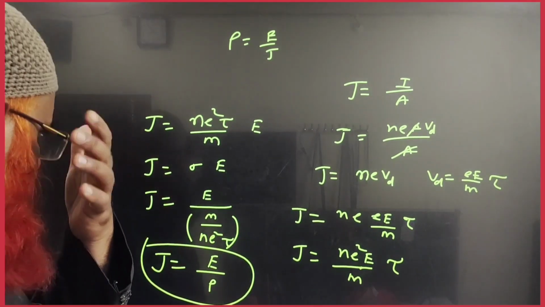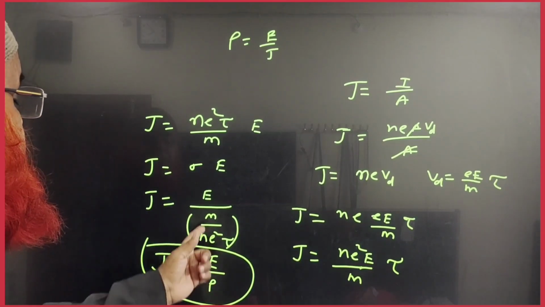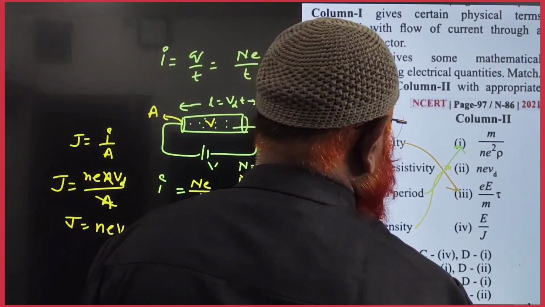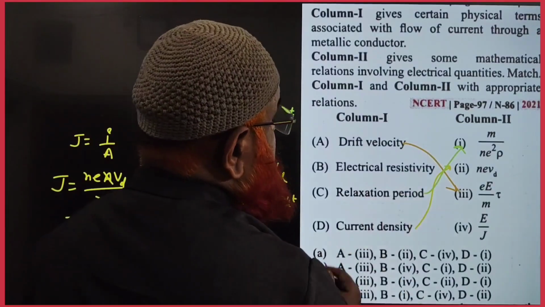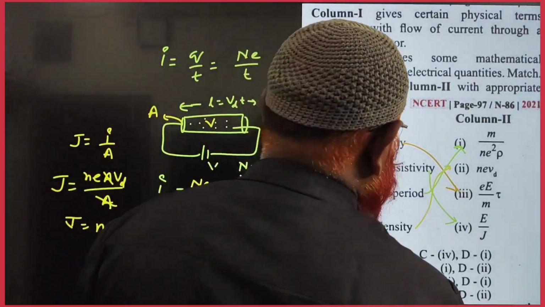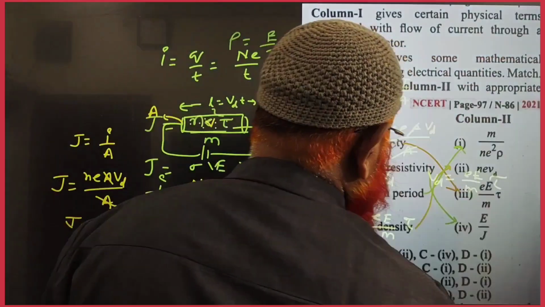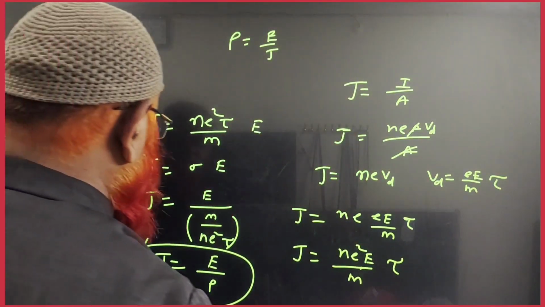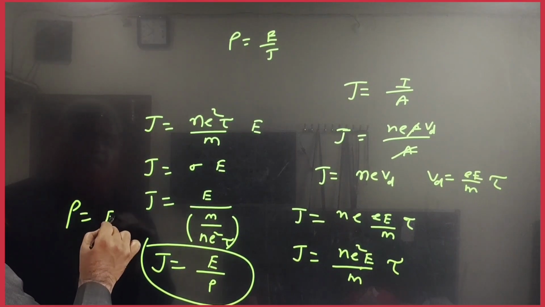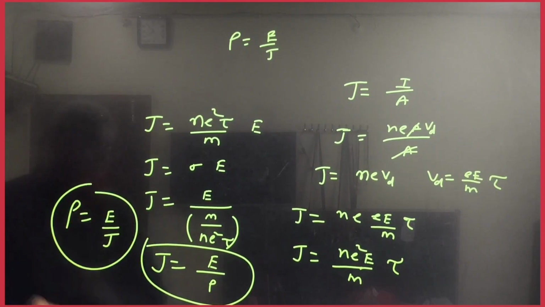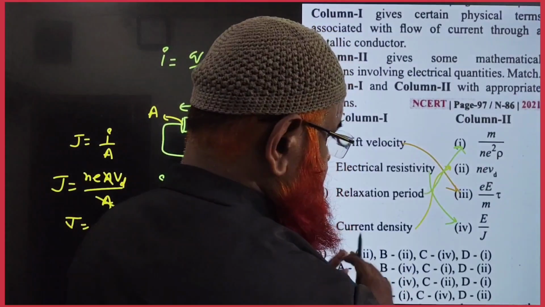So this can be taken as E by rho, resistivity. What is our problem actually? Electrical resistivity is taken as E by J. We have to prove that electrical resistivity is nothing but E by J. So therefore, as J is equal to E by rho, rho can be taken as E by J. That's it. So your 4 options are being proved here.